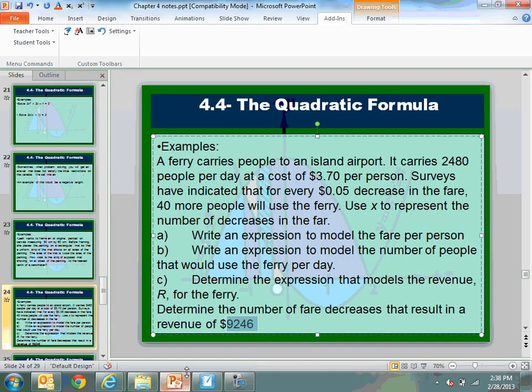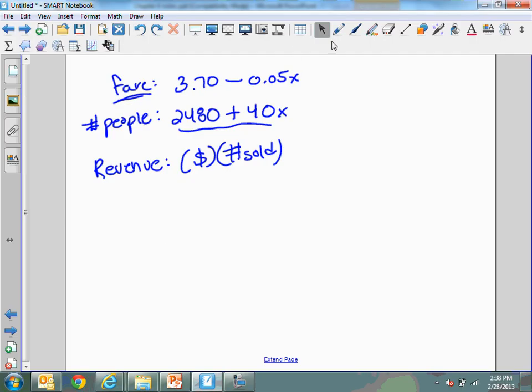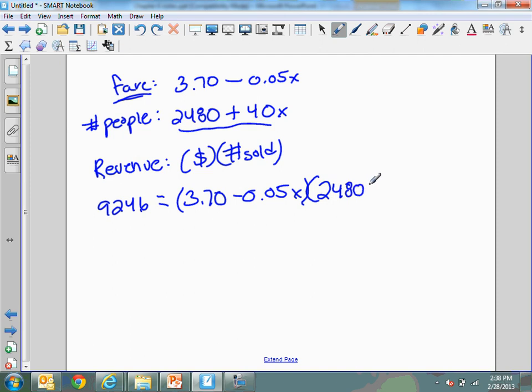So my revenue is 9,246. And that's equal to $3.70 minus 5-cent discount X number of times, times the number of people that buy them, which will be 2,480 plus 40 people for every X number of discounts. What we want to do next is FOIL this all out so we can put our equation in standard form.